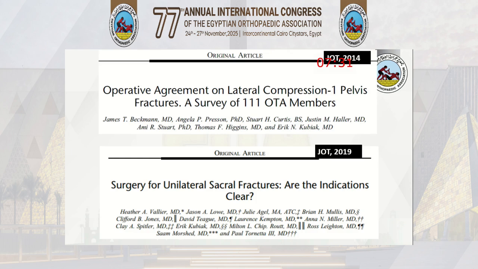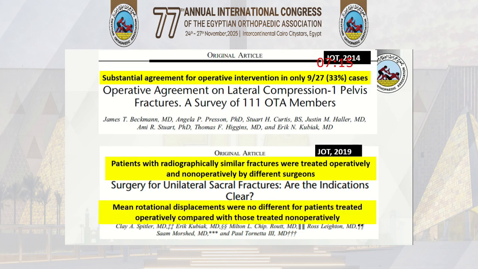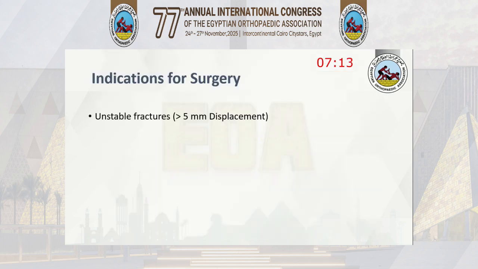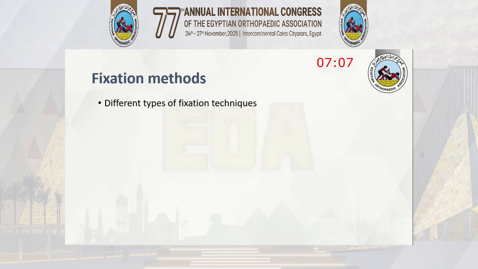Look at this paper in the Journal of Orthopaedic Trauma in 2014 as well as 2019. Both of them suggest there is a lack of consensus in the treatment of sacral fractures among the OTA or the US surgeons. What are the indications? Unstable fractures, neurological deficits, and severe malalignments.